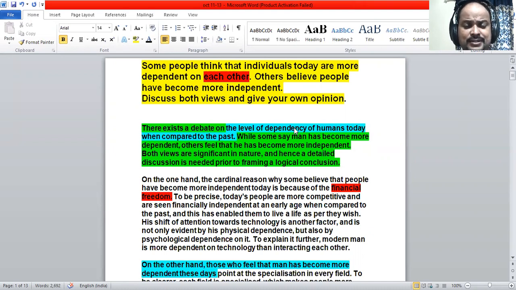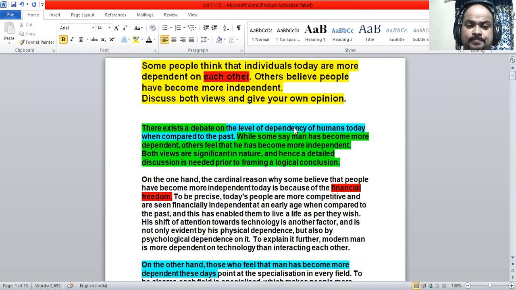Today we are going to discuss a discussion question which is dealing with the dependency of human beings today. The two opinions here: some people think that individuals today are more dependent on each other. Others believe that they have become more independent. We are going to discuss both these views and give your opinion. So we have two opposing arguments.